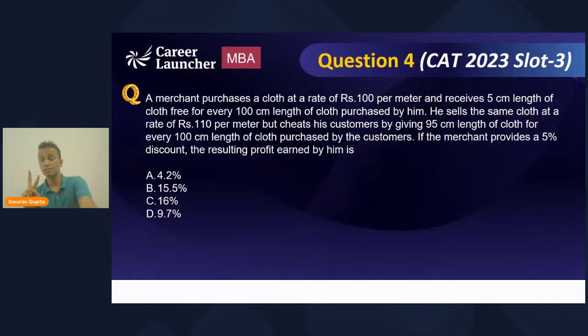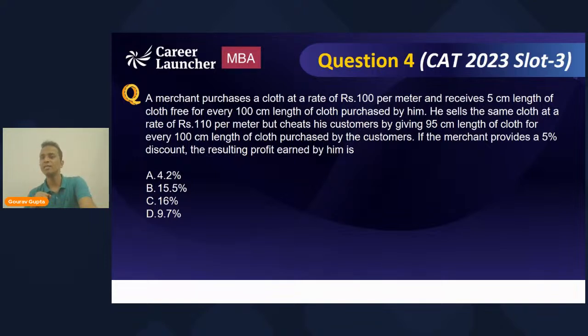You can say the second part: now he sells the same cloth at a rate of rupees 110 per meter. He bought it at 100, he's selling it at 110. So another reason of profit. Okay, so this was the second part. Now the third part: he's cheating his customers by giving 95 centimeters of cloth for every 100. He should have given 100 centimeter, but he's giving 95 centimeter. So once again, profit, right? So this was the third part.